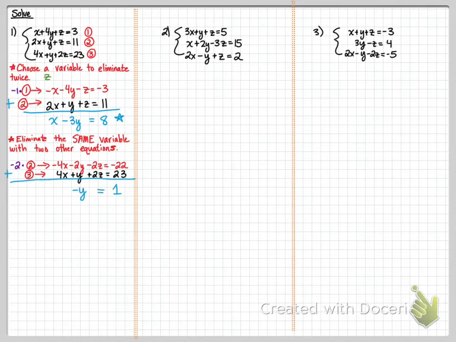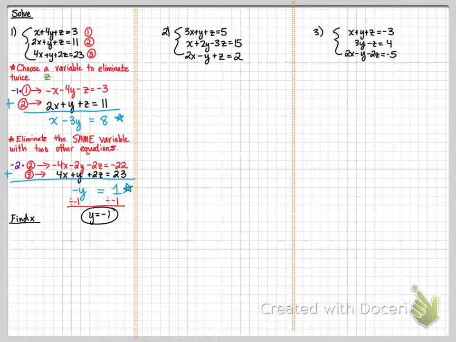Now look what happens to our x's. Our x's actually cancel too. So the x's cancel, the z's cancel. We're left with -y when we combine the y's equals +1. Remember, we have to divide by -1, so y is -1.